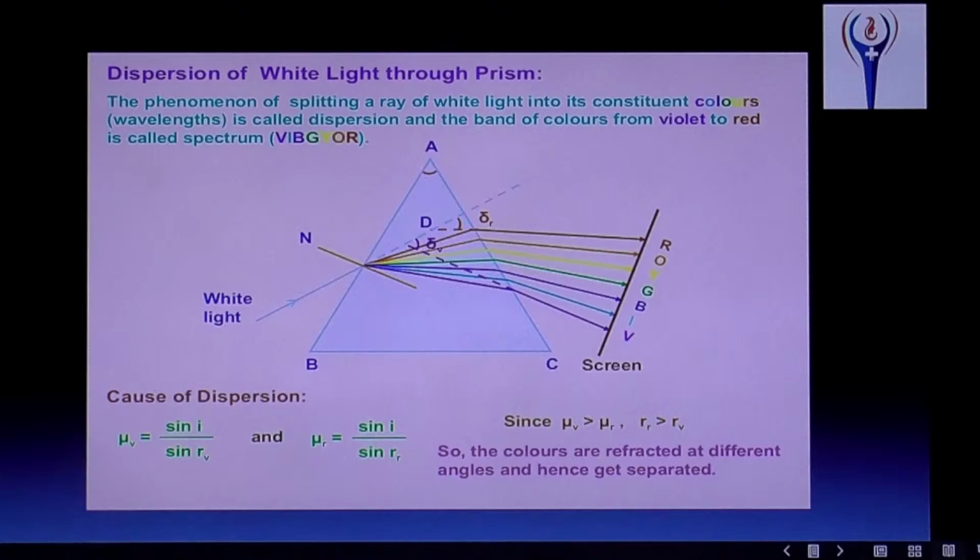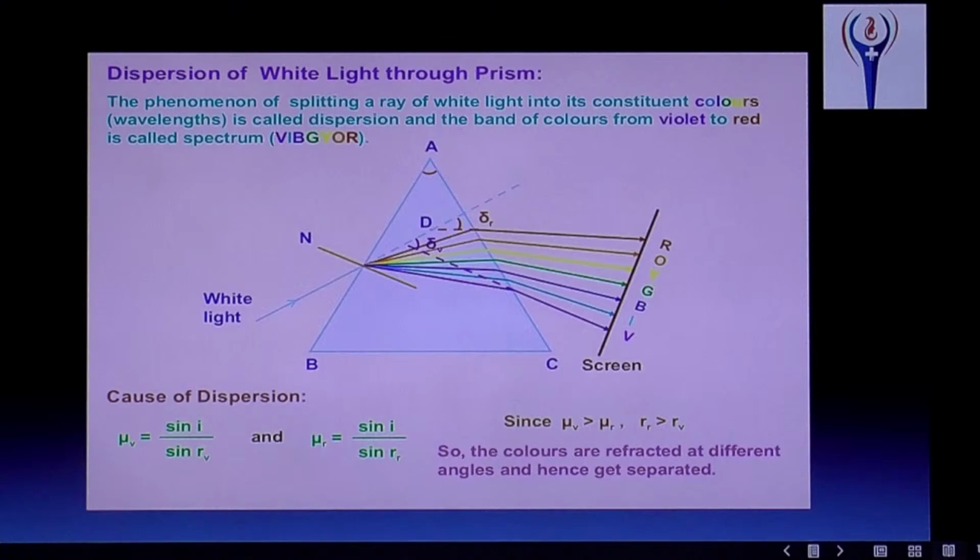That is, different colors. See, already I said different wavelengths only appear as different colors. So different wavelengths appear as different colors to our eye. This is only for visible light. The splitting of white light into several colors is called dispersion, and the band of colors from violet to red is called the spectrum, the visible spectrum.